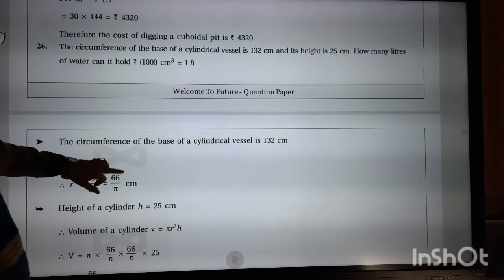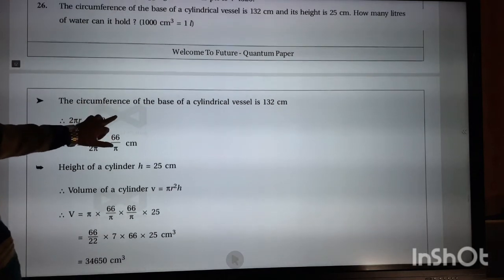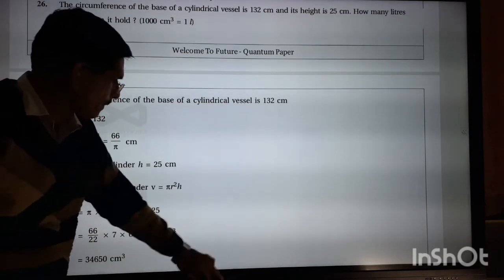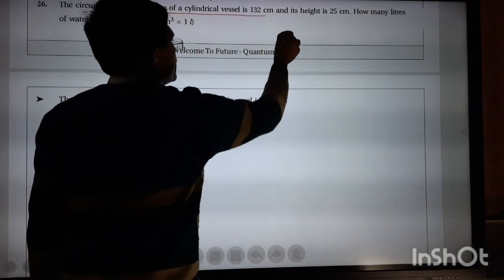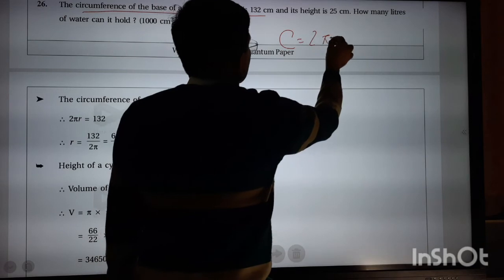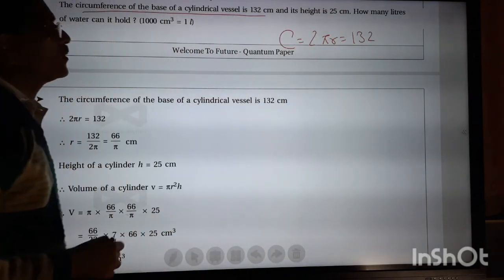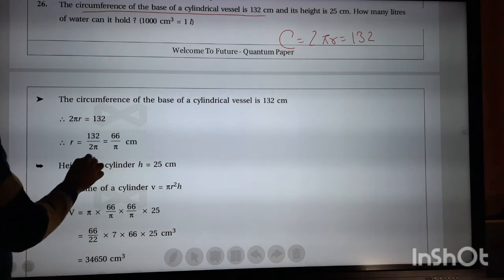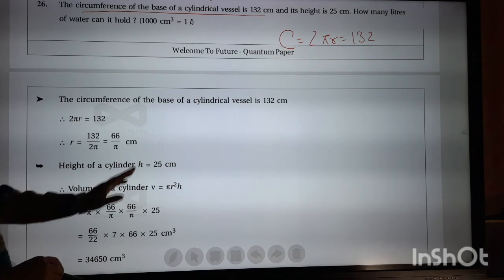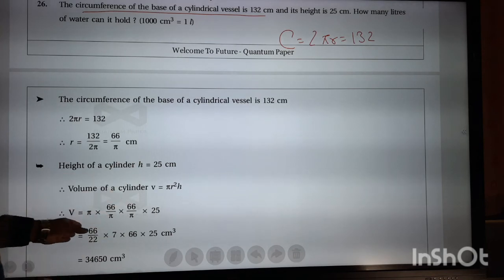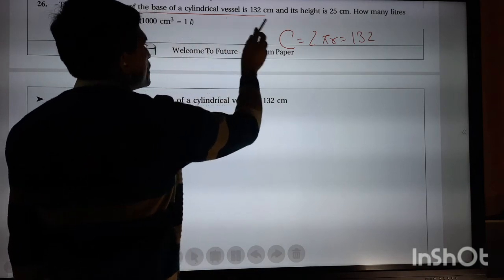Okay. See now the different way this sum is that we have to discuss. Circumference is given. That is C is equal to 2 pi r is equal to 132 is given. So we can find out the radius. By using that we can find out the radius. Afterward we have to put in the height. See how they are using it. C is equal to 2 pi r.